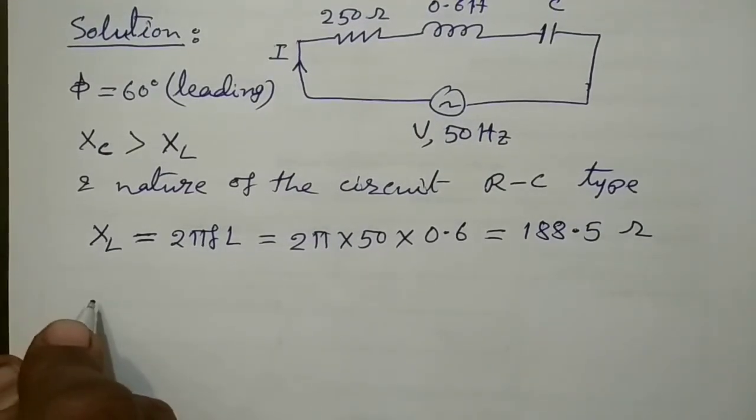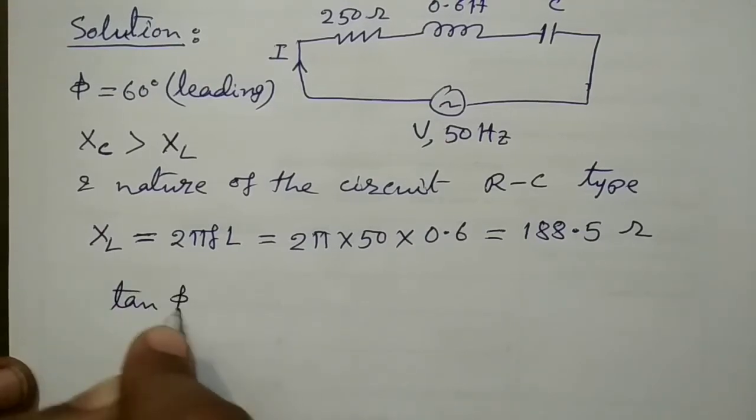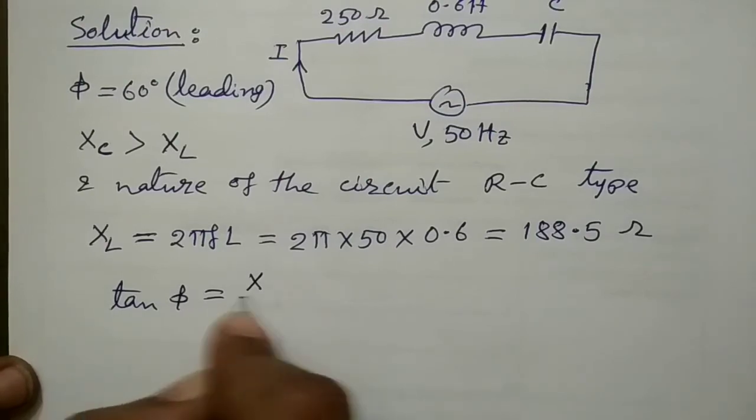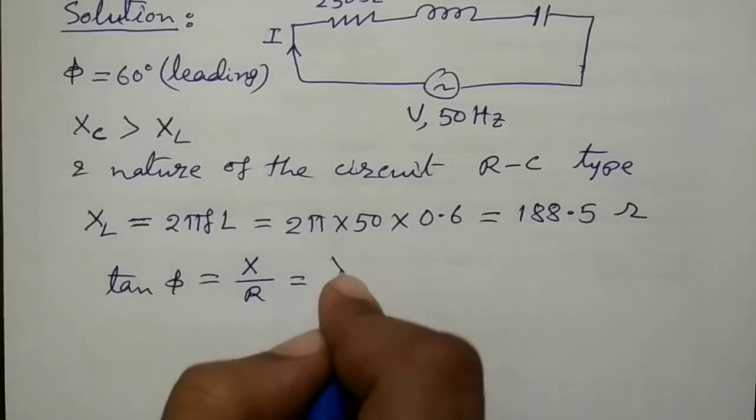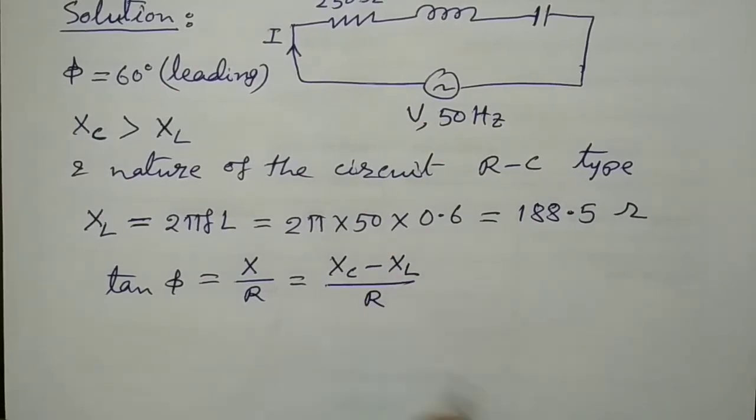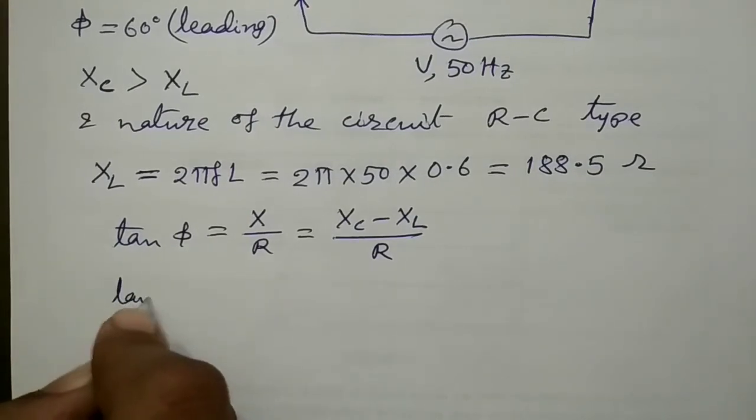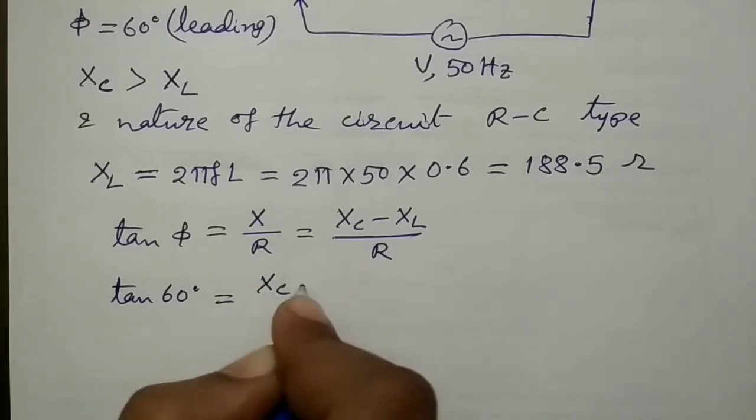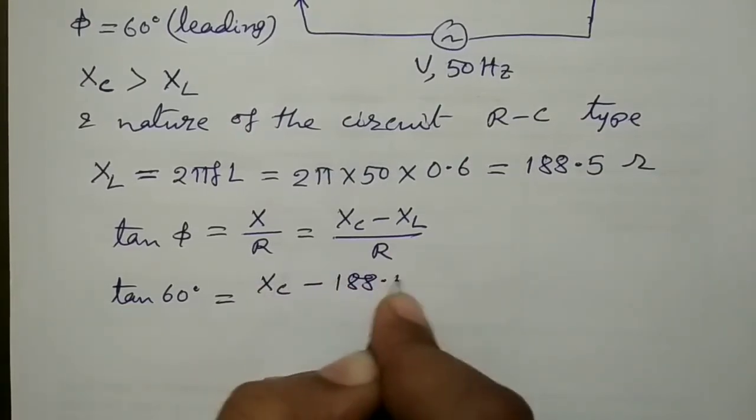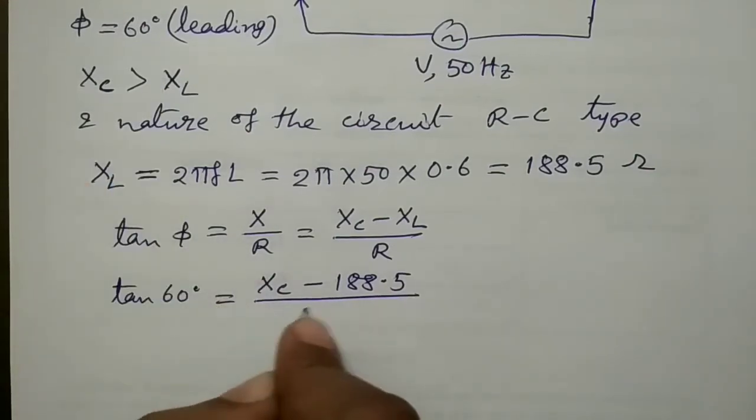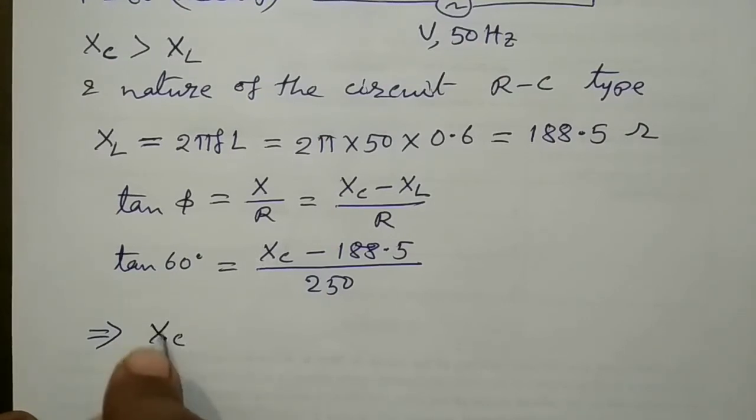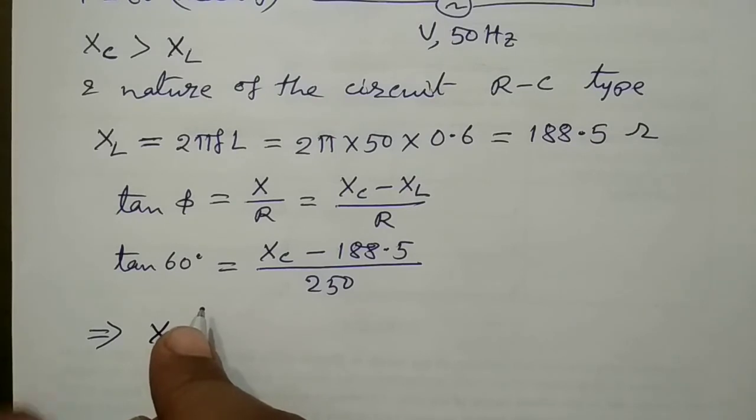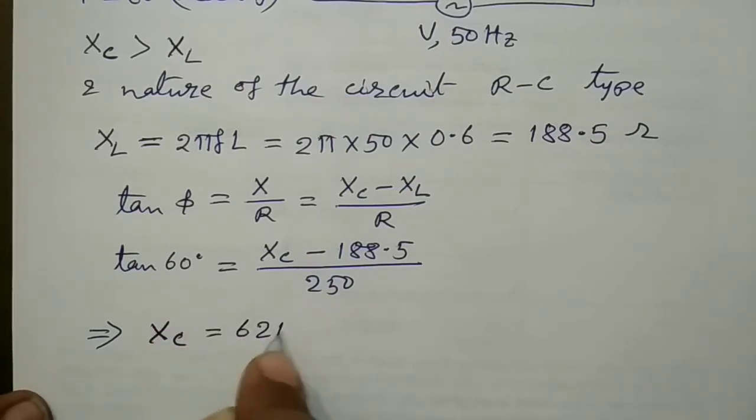From the impedance triangle of the RLC series circuit, we know that tan phi can be written as X upon R. Here X means the difference of XL and XC. And as XC is greater than XL, we can write XC minus XL upon R. So it can be written as tan 60 degree equals XC, which is unknown, minus XL, 188.5, upon R, that is 250, given in the question. So from this relation, if we find the value of XC, then XC will be equal to 621.5 ohms. If we solve this, we will get this value of XC.